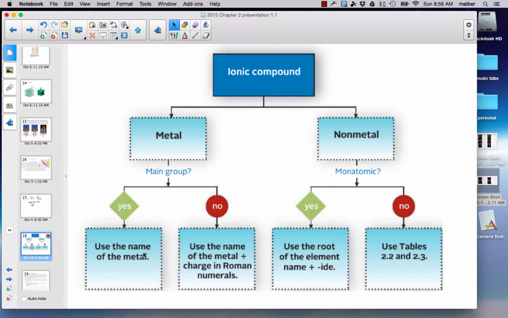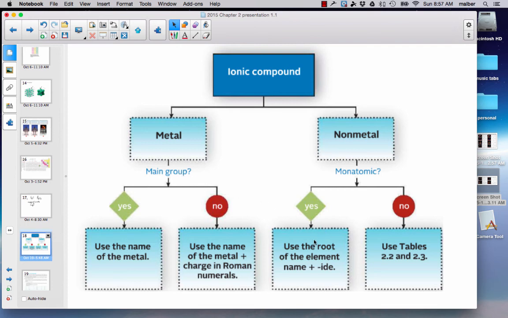So for a metal, the simplest situation is that you only have one charge. In that case, you just use the name of the metal. So that would be like sodium or barium or something like that. The other case is that you have a situation where the element has more than one possible charge. And in that case, you have to put the charge that it actually has with Roman numerals. And I can see now that there's something else I need to explain, which is about main groups. So I will go back in a second and explain this to you.